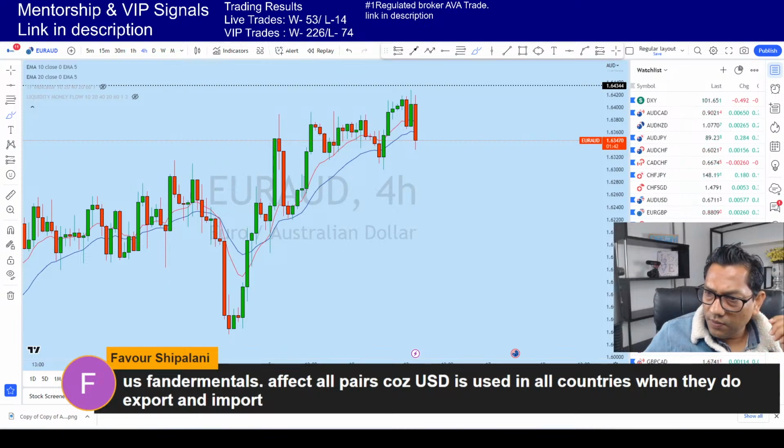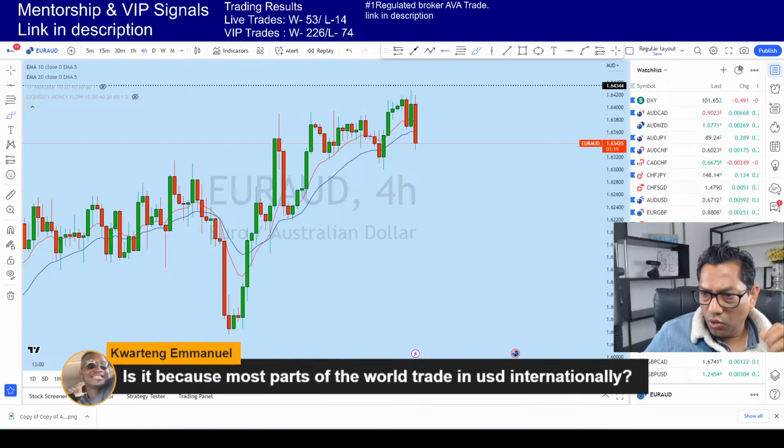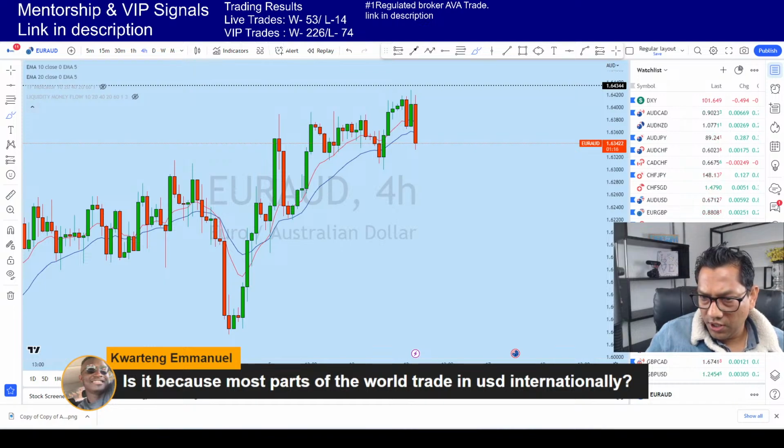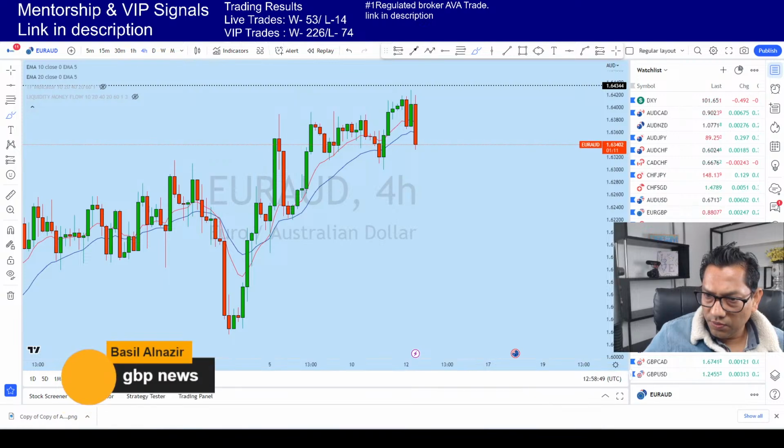Okay, so fundamentals affect all pairs because USD is used in all countries when they do exports. Yeah, definitely, USD affects every pair in the market. There's no doubt. Is it because most parts of the world trade in USD internationally? Gold plays with GBP news. Yeah, both, they correlate.